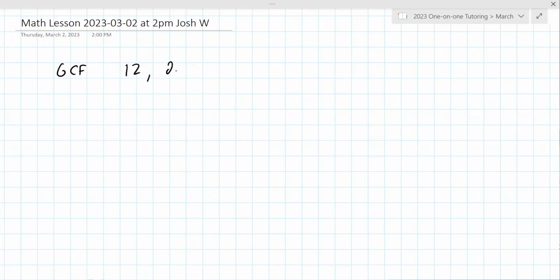12 and 20. Let's let that load up there. 1, 2, 3, go. There it is. Okay, you're looking for the largest number that goes into both. So the proper way to do this is actually to build a factor tree for each number. Have you seen this before, a factor ladder? Yeah, I've seen something like this in my books.